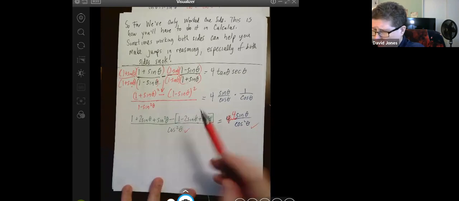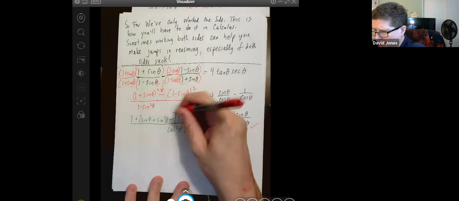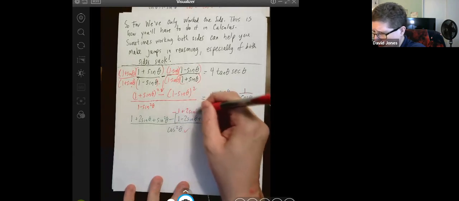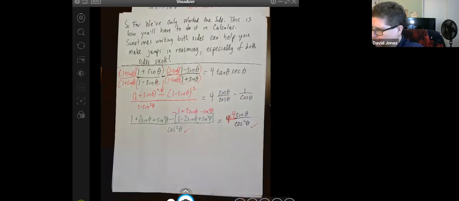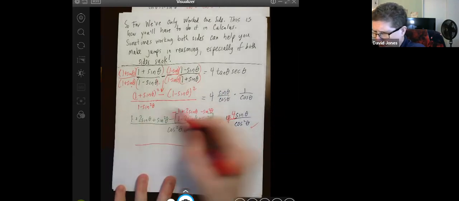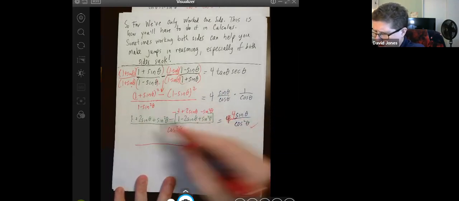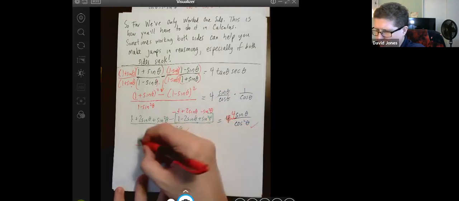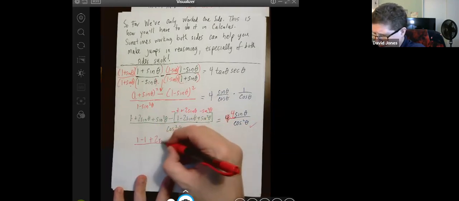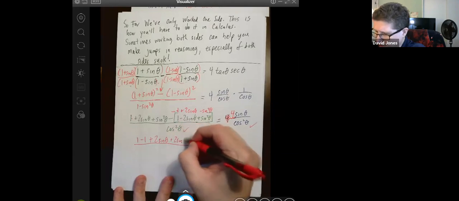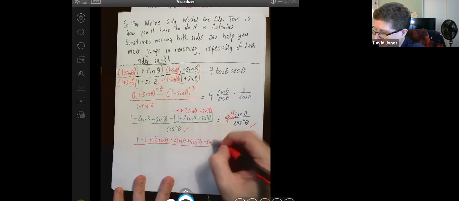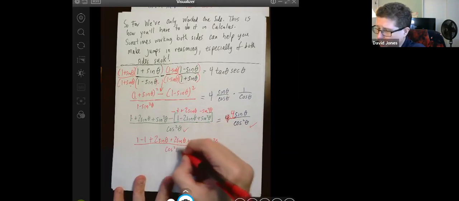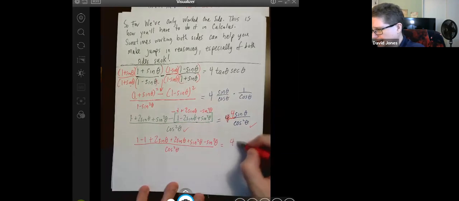So I distribute. That makes this minus 1 plus 2 sine theta minus sine squared theta. And now I can combine like terms. 1 minus 1 go away. 2 sine theta plus, I'll put them together. I'm going to put similar terms together just so you can see what I'm doing. And then I've got plus sine squared theta minus sine squared theta over cosine squared theta. And then it's a little bit easier to see what cancels.